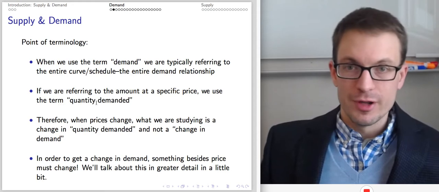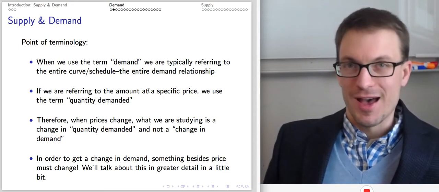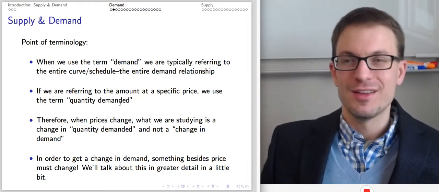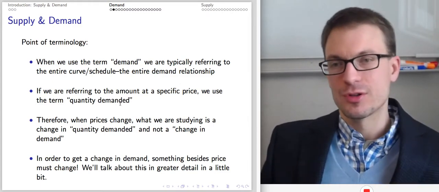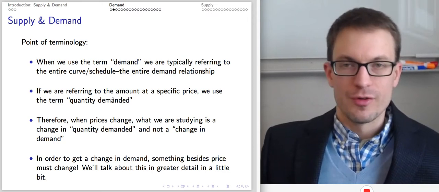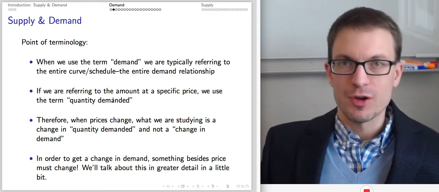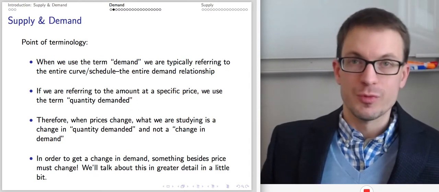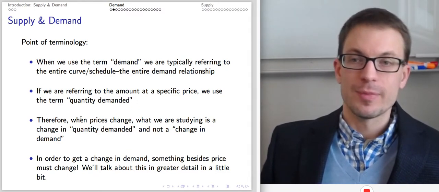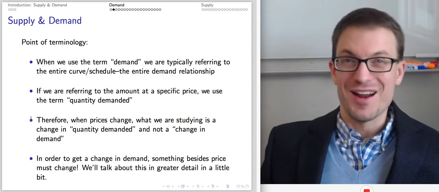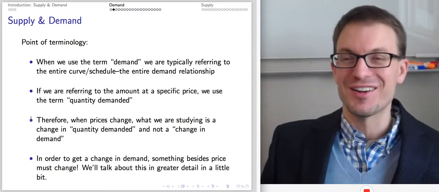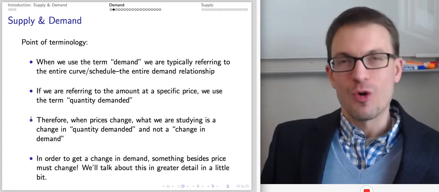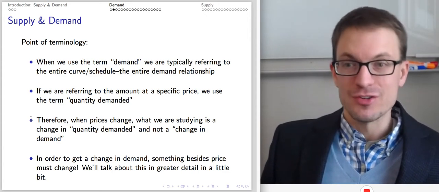If we are referring to the amount that buyers wish to buy at a specific price, then we're using the term quantity demanded. So quantity and price go close together. So for a given price, there's a specific quantity demanded. When we take all prices and all quantities demanded, that's what we call demand. So therefore, as a direct consequence of this sort of precision in our definition, when prices change, what we are studying is a change in quantity demanded, not a change in demand.